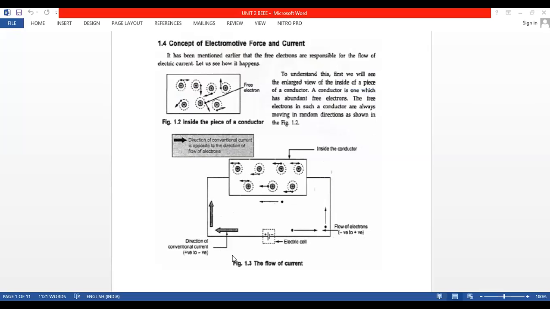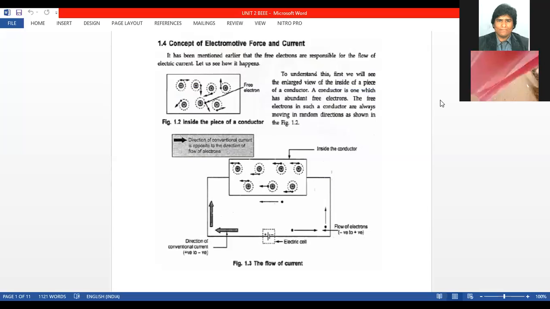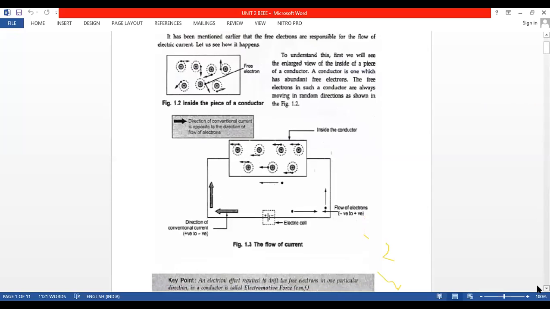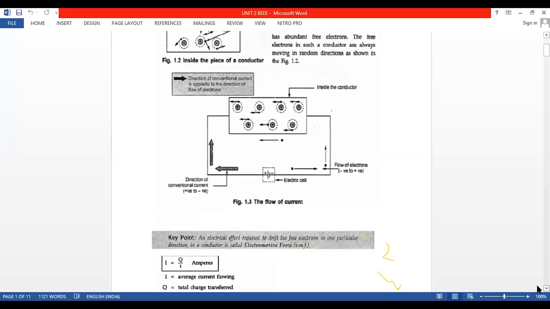So after this diagram, let us take the definition of the voltage. Anyone tell me what is the definition of voltage? Any idea, anyone? Voltage is the energy given to the electrons to make them move from one place to another, which is also called the EMF. What is the full form of EMF? Electromotive force.